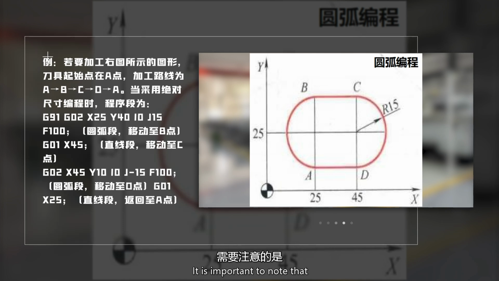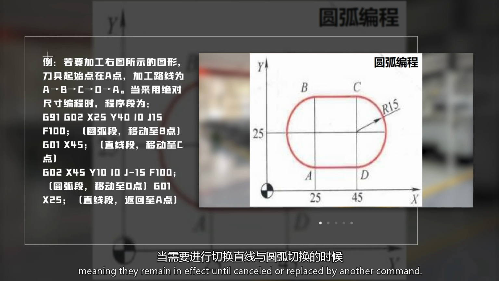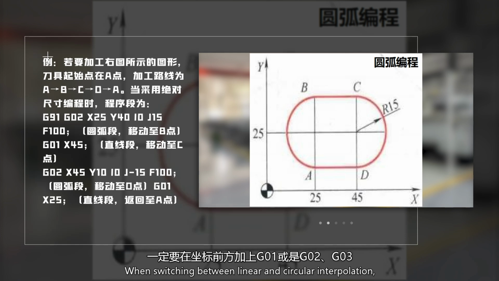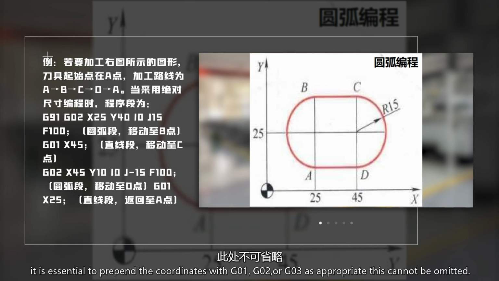It is important to note that G01, G02, and G03 are modal commands, meaning they remain in effect until cancelled or replaced by another command. When switching between linear and circular interpolation, it is essential to prepend the coordinates with G01, G02, or G03 as appropriate. These cannot be omitted.